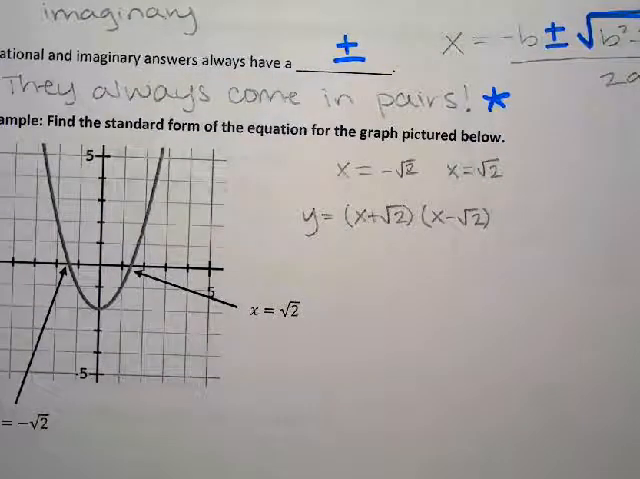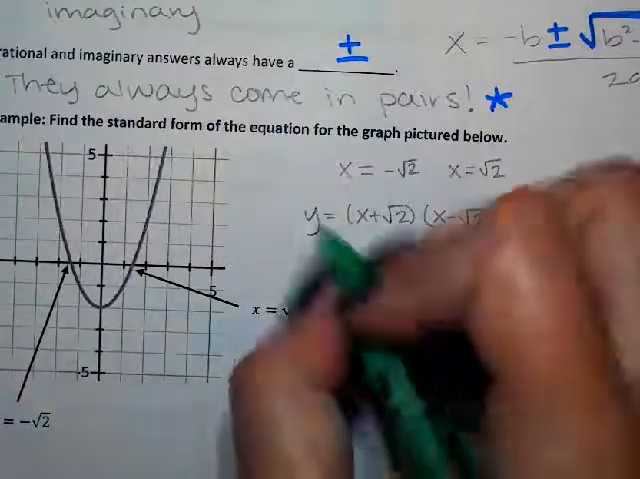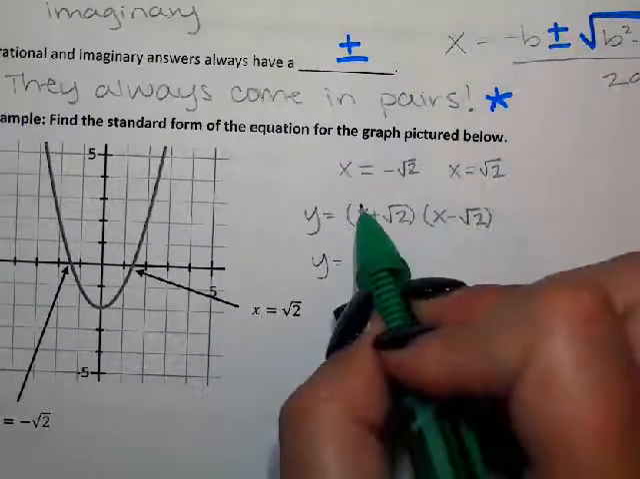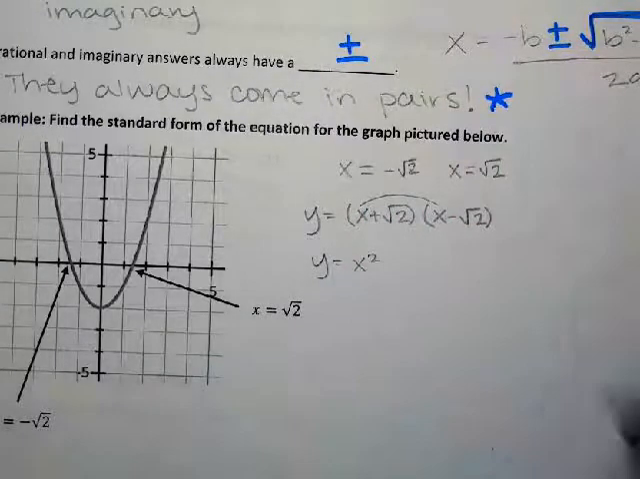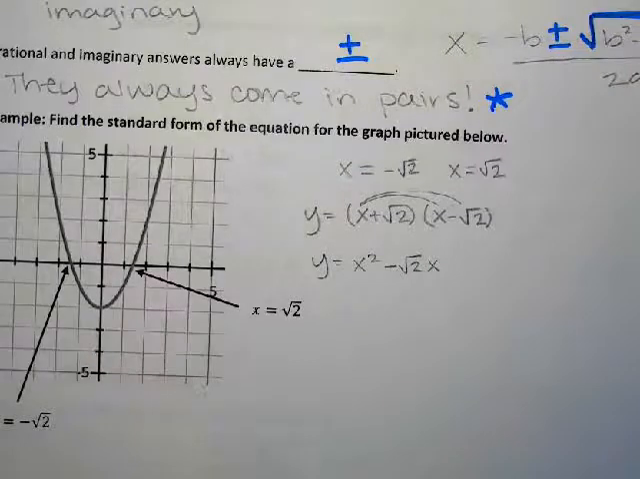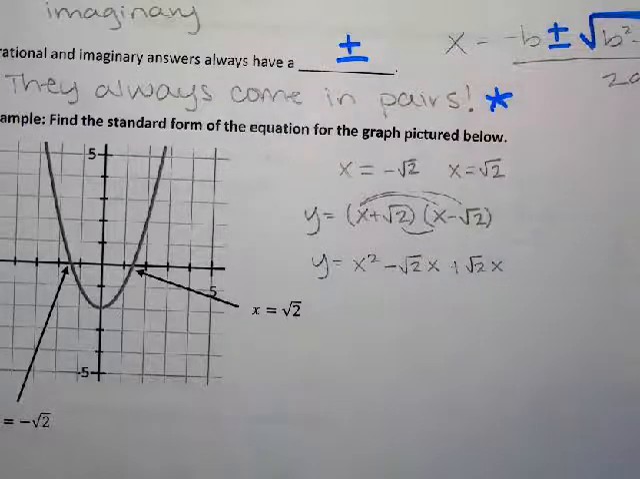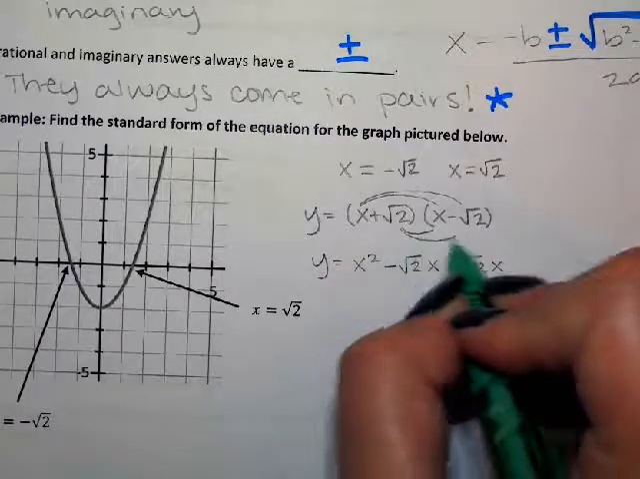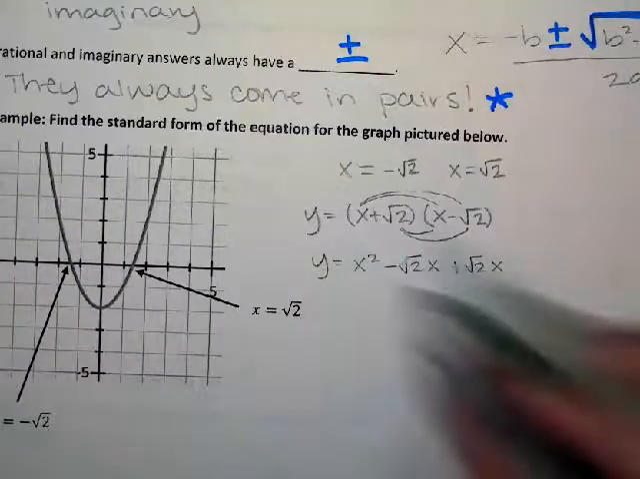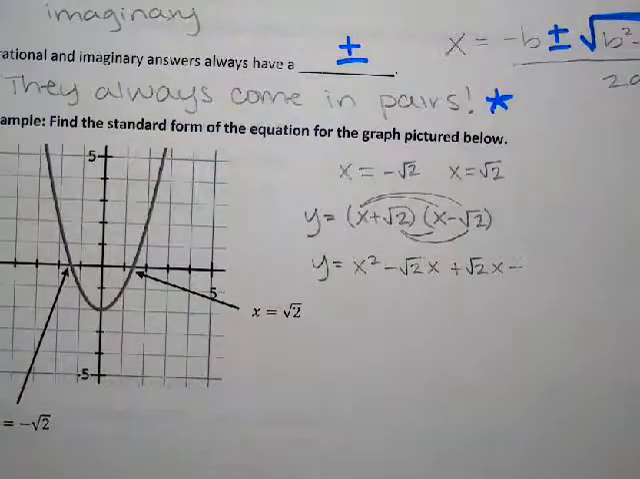Are you ready? All right, when we FOIL, we get x times x is x squared. Okay. Outside, x times negative root 2 is negative root 2x. You're fine. You'll be okay. We're going to do the inside, positive root 2x. Okay. And then we're going to do the last ones. A positive times a negative is a negative. Root 2 times negative root 2. What is a root 2 times a root 2? A root 4. Okay. Now, what happened to the middle terms?